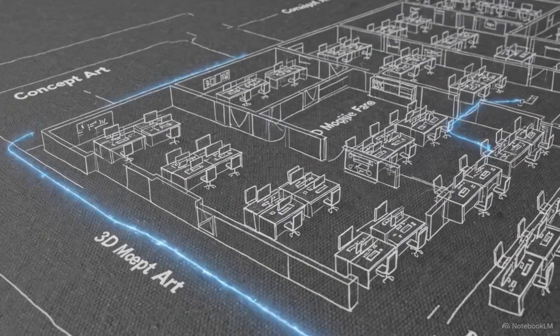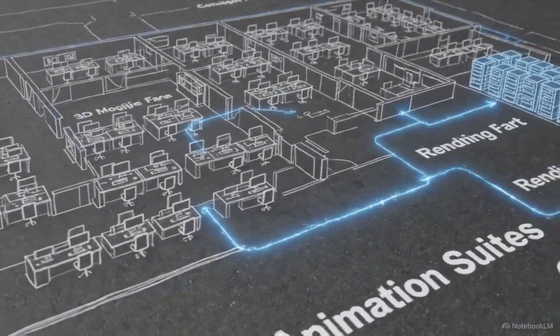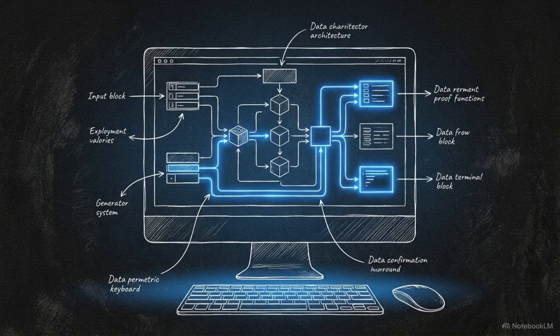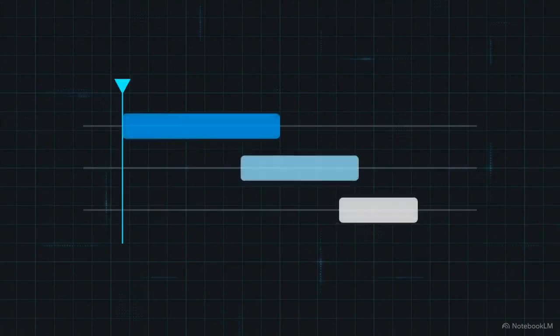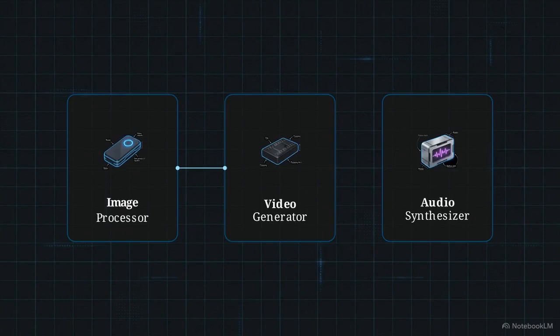It used to take teams of artists and months of rendering to produce a few seconds of high-quality animation. Today, you can build an automated animation studio entirely on a single screen. Instead of a traditional timeline editing software, we use a node-based generative pipeline. This is a web of interconnected blocks where each step automatically triggers the next.